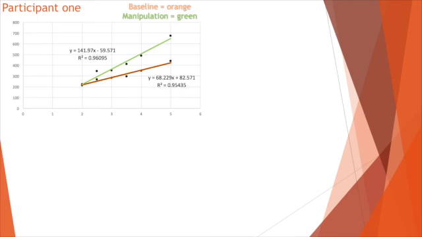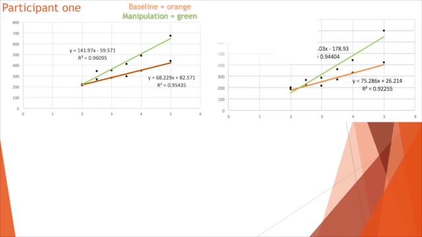The intercept of the baseline, however, suggests that the reaction time is 82.571 milliseconds when there is no uncertainty, thus 0 bits, while the intercept for the manipulation suggests that reaction time is negative 59.571 when there is no uncertainty.